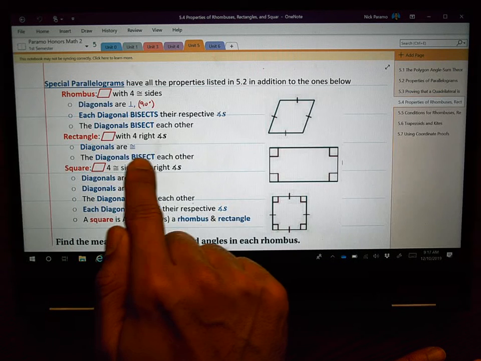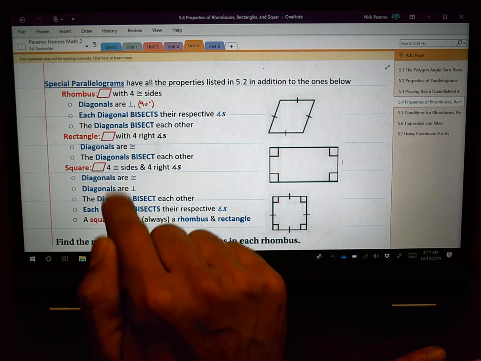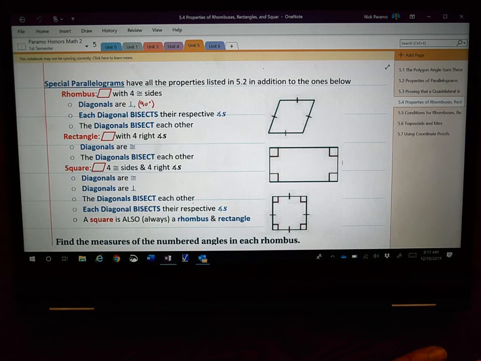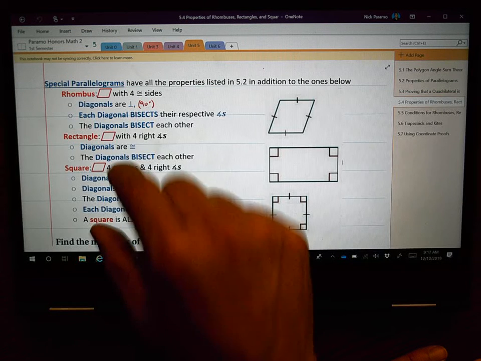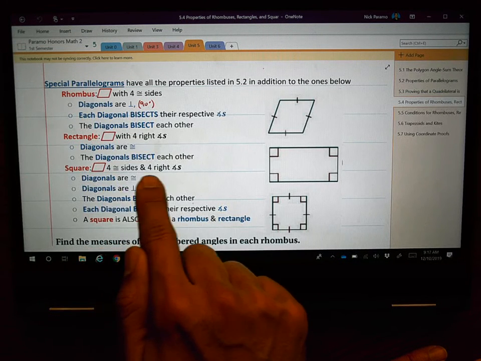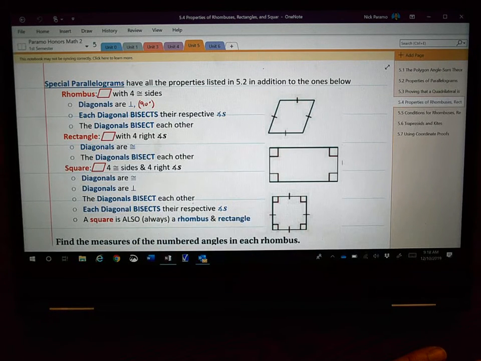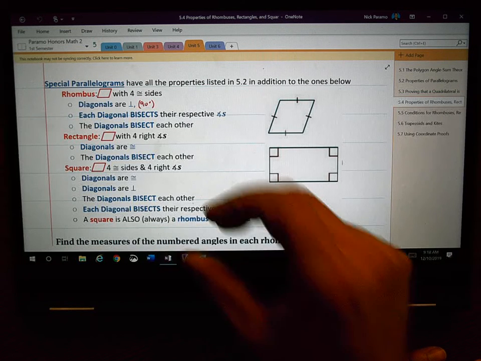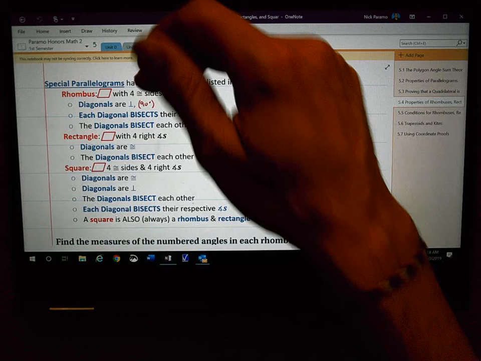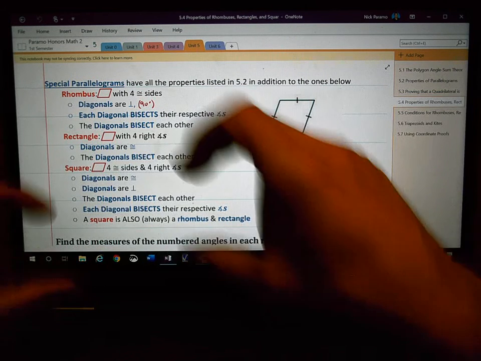The diagonals bisected each other. Those are true for a rectangle, and since a square is also a rectangle, those are also true for a square. And then squares, by definition, are parallelograms with 4 congruent sides and 4 right angles, and had the properties of both of these 2 things above it, because they are considered also a rhombus and a rectangle. They are always those things above it.